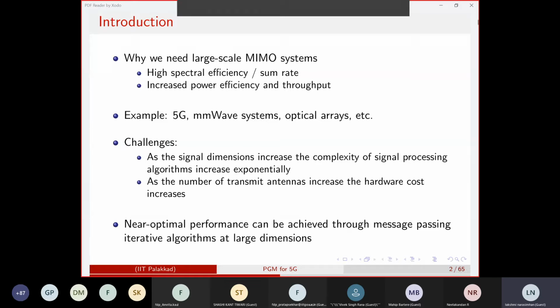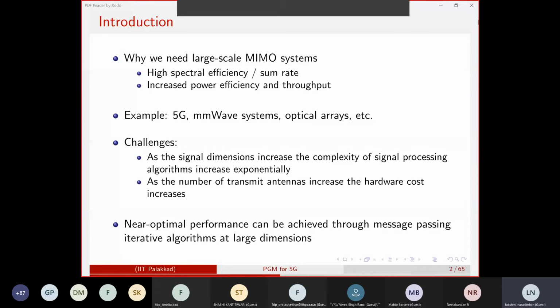The main reason is that we have very large dimensions in 5G systems. We have these MIMO systems, known as massive MIMO or large scale MIMO, and the spectral efficiency and the sum rate in these systems are really large. The dimensions of the signals that we work with are really large. The number of antennas is in the order of hundreds, and base stations have even up to 256 antennas and so on. So the complexity of decoding such signals becomes really high.